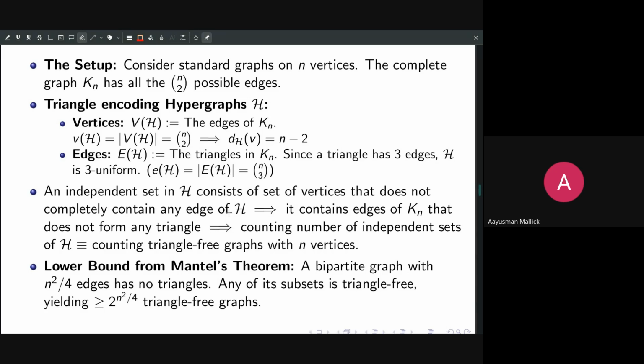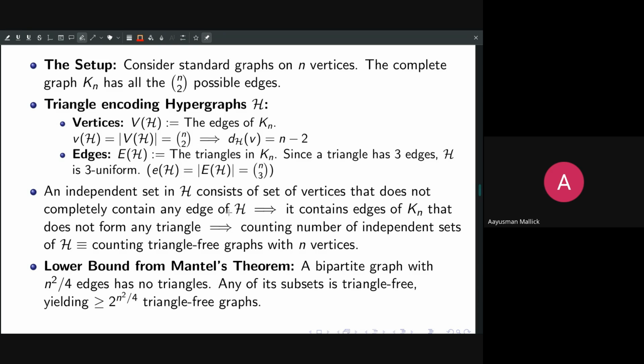So if we follow from that, an independent set in a hypergraph consists of a set of vertices that does not completely contain any edge of that hypergraph. When we are thinking of that in terms of the complete graph Kn, it contains edges of the complete graph Kn such that they do not form a triangle. So when we are counting the number of independent sets of this hypergraph, we are counting triangle-free graphs with n vertices. So both of these countings would be equivalent.